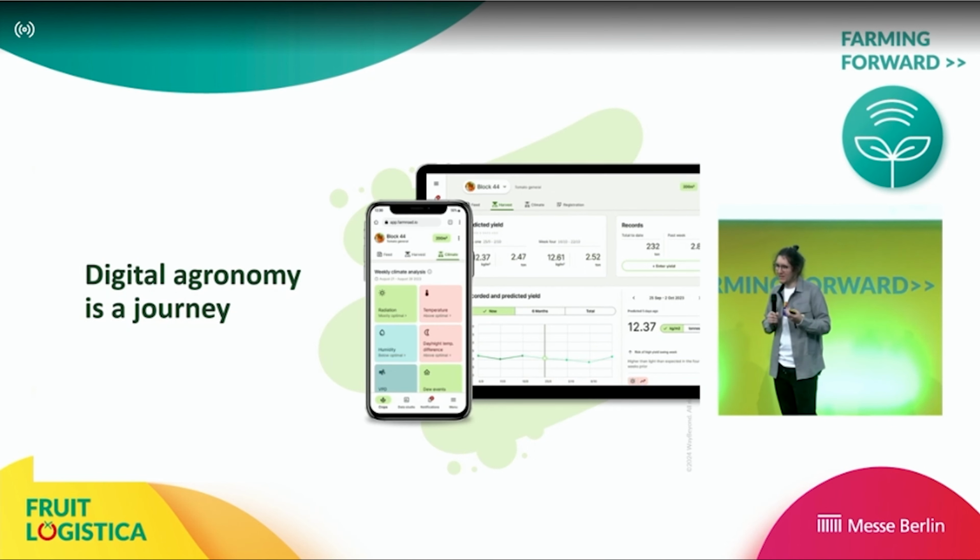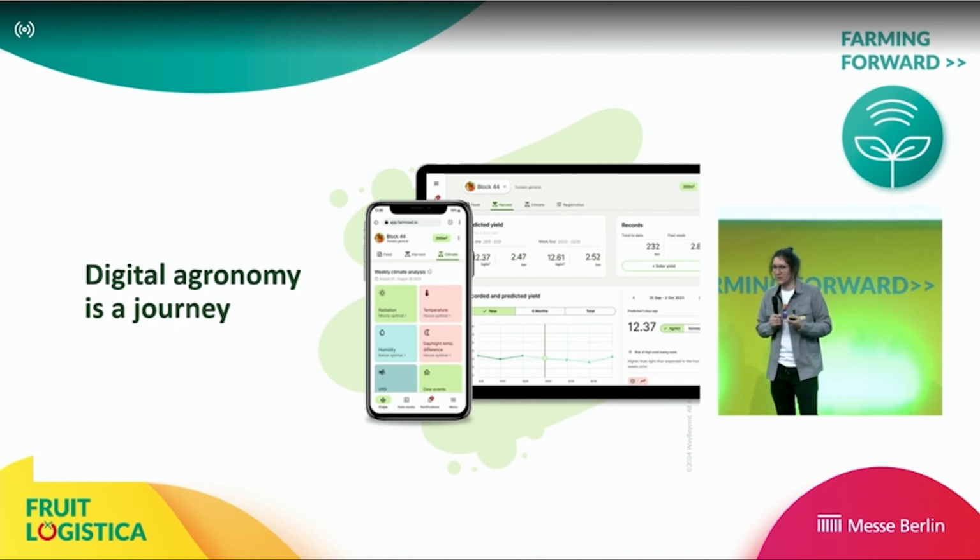And so we've found with our growers that trying to solve one problem at a time is the best way to adopt digital agronomy into day-to-day growing practices. Do you have two greenhouses, for example, that have the same management practices but are producing different amounts, producing different quality? That's a problem that you could start to use digital agronomy to try and solve.